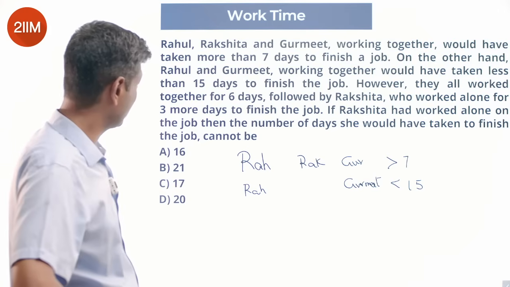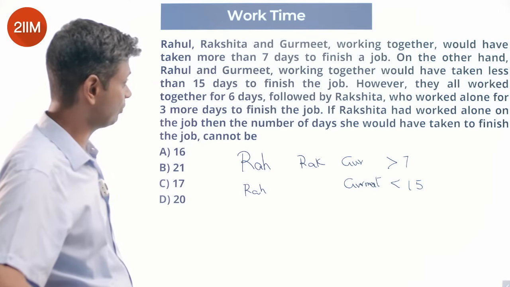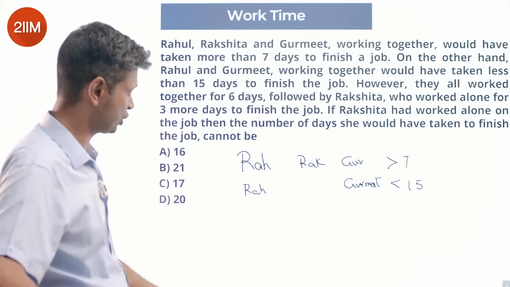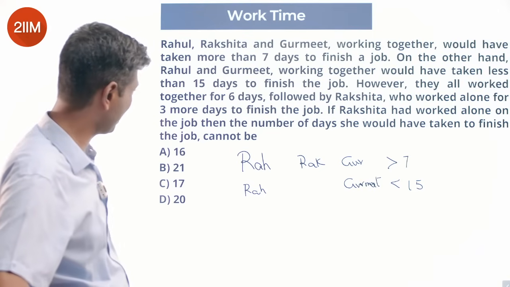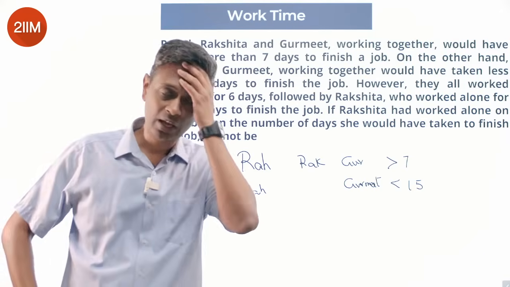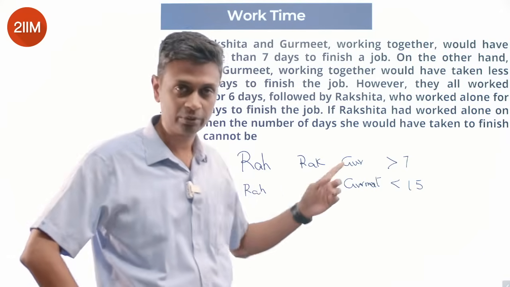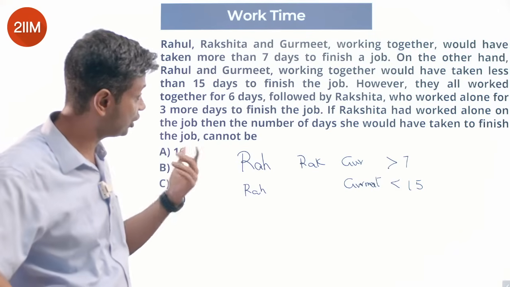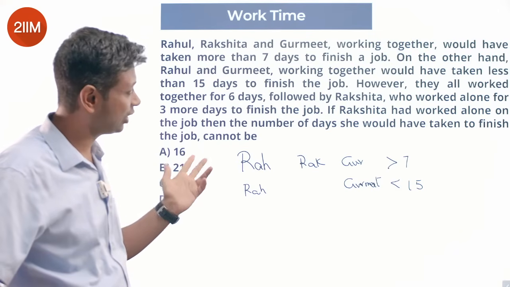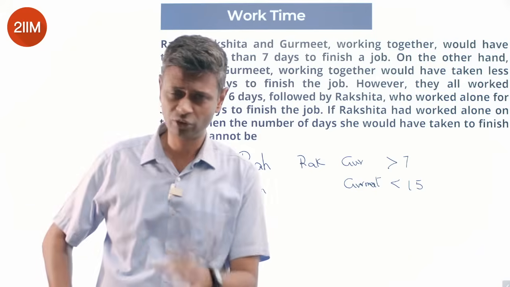However, they all worked together for 6 days, followed by Rakshita, who worked alone for 3 more days to finish the job. If Rakshita had worked alone on the job, then the number of days she would have taken to finish the job cannot be. As it is, there are 2 inequalities type things. Right? And then Rahul and Gurmeet and Rakshita work for 6 days, and Rakshita alone works for 3 more days. Where does this go?